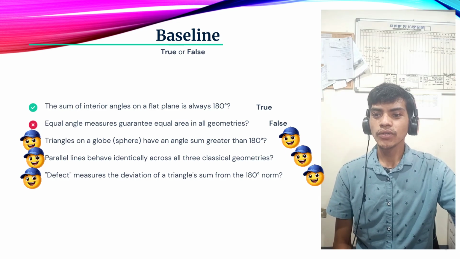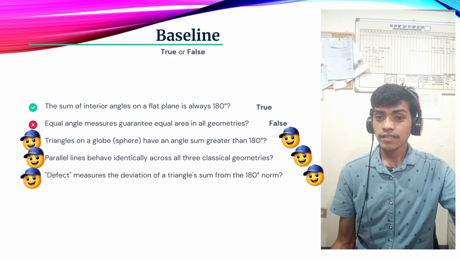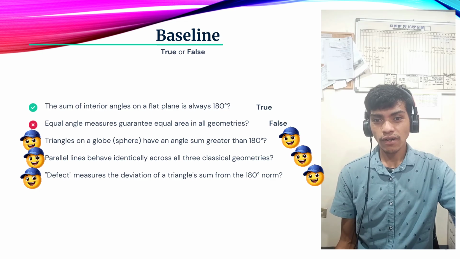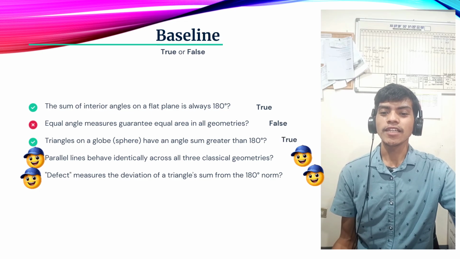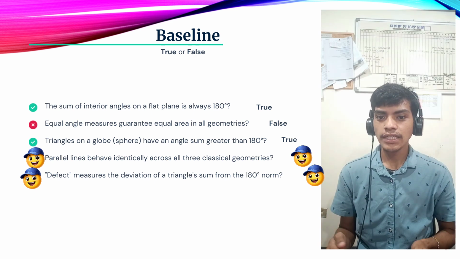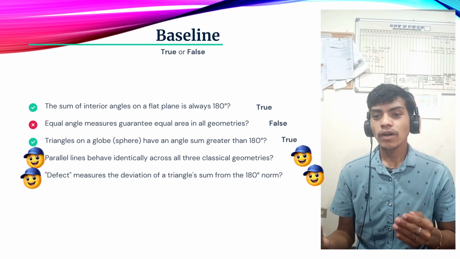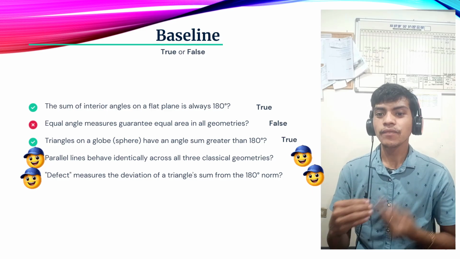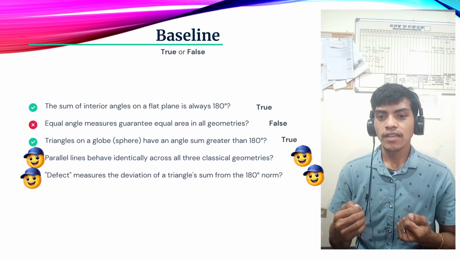Now, number 3. Triangles on a globe or sphere have an angle sum greater than 180 degrees. What is your answer? It's true, because on a globe, the sphere has an angle sum greater than 180 degrees. The circumference of the globe is 360 degrees around.